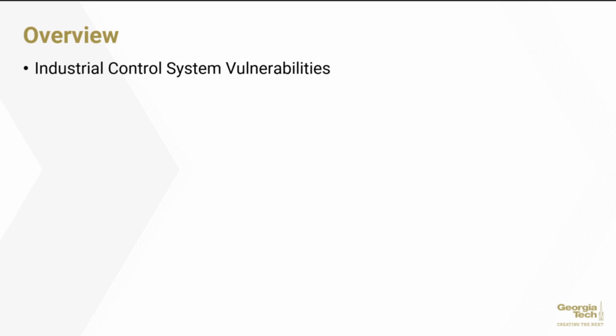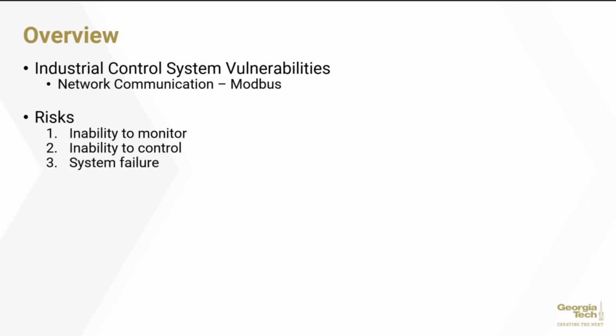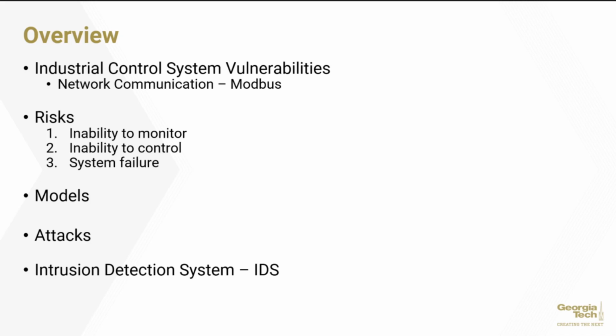Let's start with an overview. This paper discusses industrial control systems vulnerabilities, particularly using the Network Communication Protocol Modbus. The problem statement is regarding the risks that these vulnerabilities cause, which are inability to monitor, inability to control, or even a completely system failure. We discuss two different models that are used in this paper, which are a gas pipeline and a storage tank test bed. We will discuss some attacks, such as reconnaissance attacks, response injection, command injection, and denial-of-service attacks. Finally, they have implemented an intrusion detection system, an IDS, as a solution to the vulnerabilities from the ICS, Industrial Control Systems.